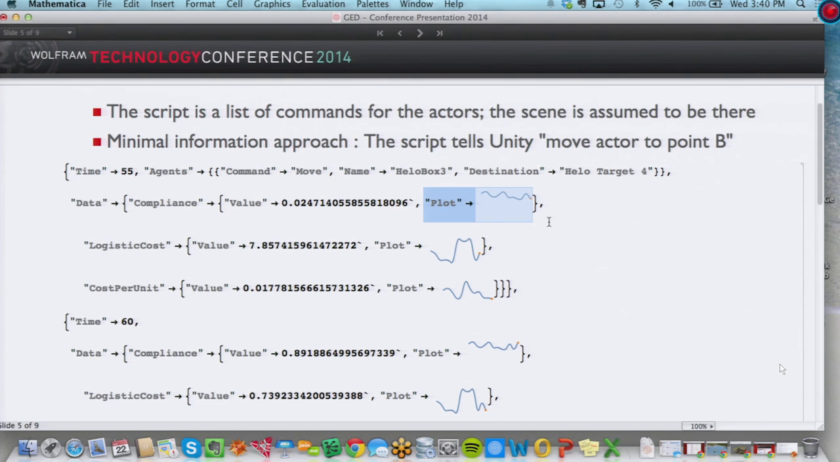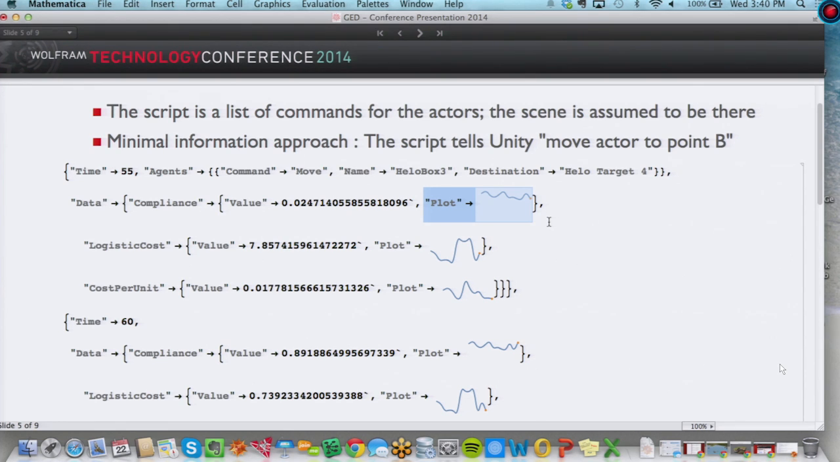Now here was something that, if you will, violated our minimalist approach, because it turns out that Unity is really terrible at drawing graphs. And you can buy code modules in the Unity store that do certain things, but all the graphing ones were awful. So Mathematica is great at drawing graphs. So the question is, could we have Mathematica draw the graph and just send the image over to Unity?